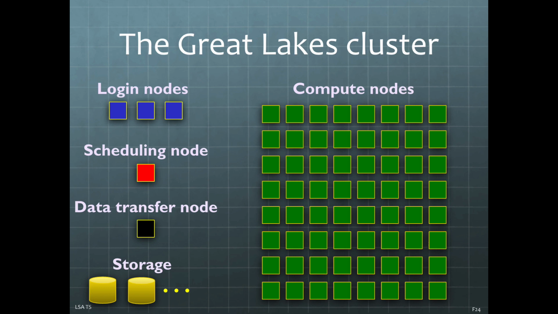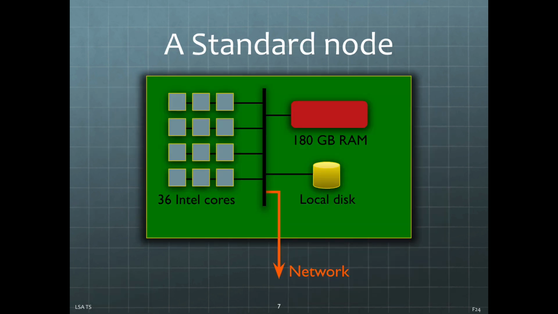There's also a data transfer node that is useful for copying data on and off the cluster, including very large amounts of data. It's probably not necessary for what you all are doing in the class, but it's there. And then there's a number of different storage systems that the cluster is connected to. A standard node is really just a compute system with 36 cores, 180 gigabytes of available RAM, a small amount of local disk, and it's connected by a very fast network.